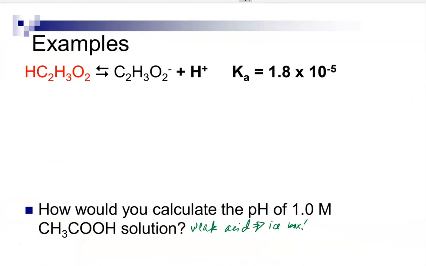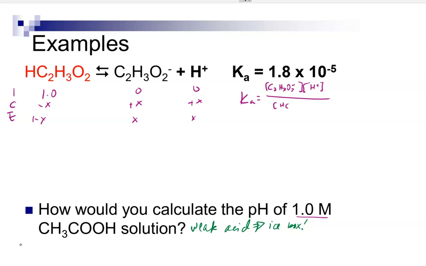We're good on time. All right, so if we wanted to know what's the pH of a 1 molar solution of acetic acid, we would do an icebox. We would start with 1 molar and none of those guys. The acid goes down. They go up at equilibrium. 1 minus X, and X, and X. The equilibrium constant is the acetate ion and the H+ over acetic acid itself.